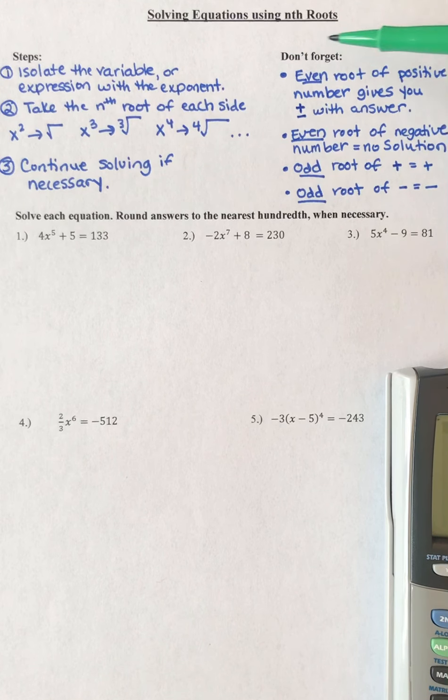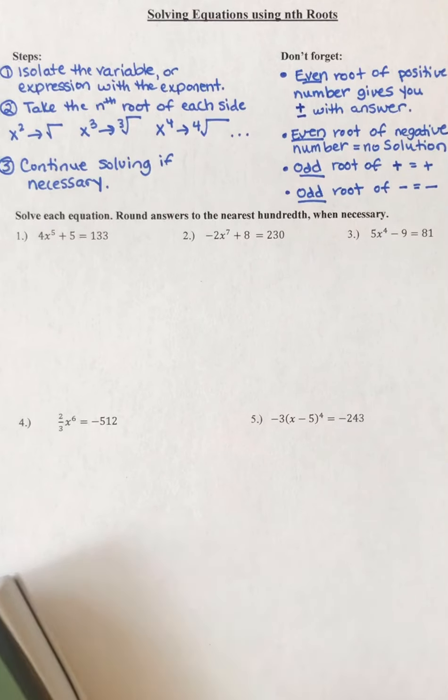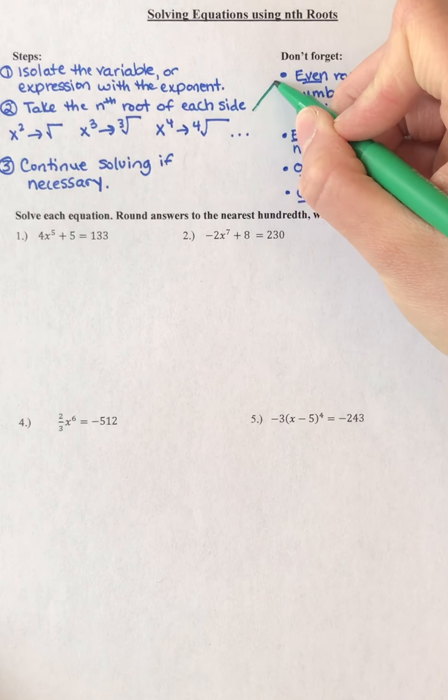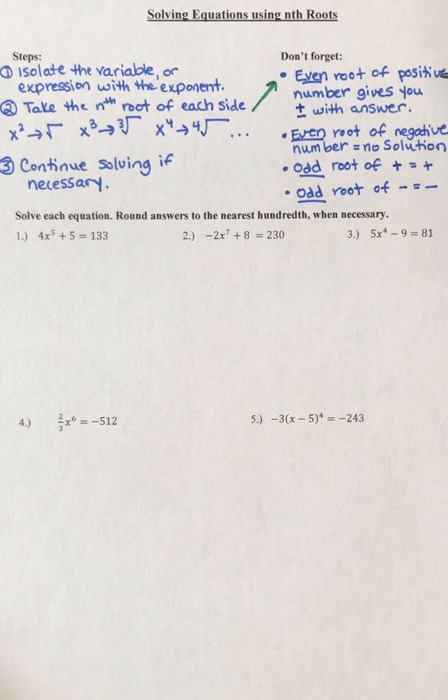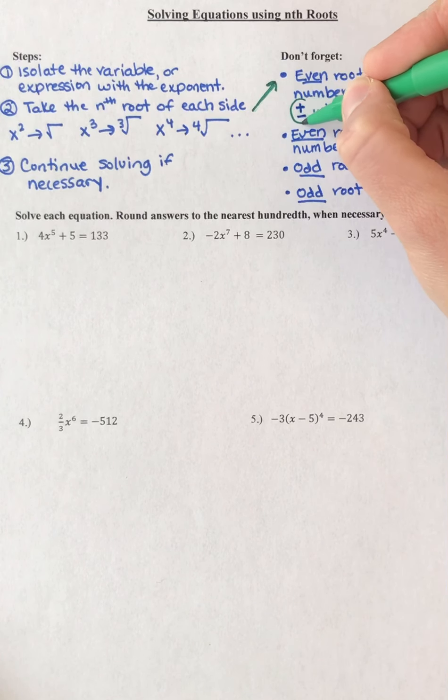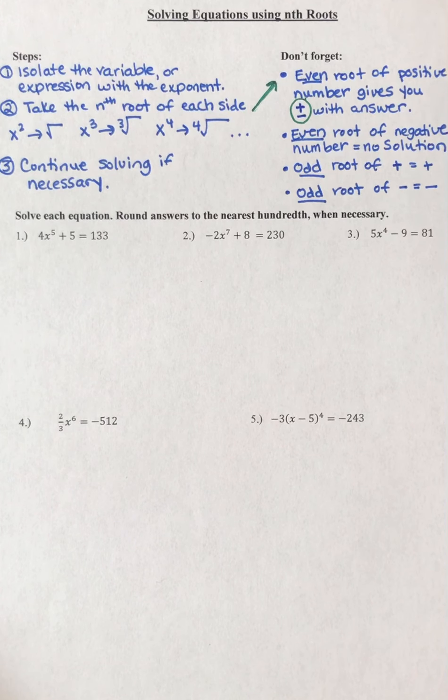A couple of things you don't want to forget though, like when you do step 2, when you take the nth root of each side, you need to remember a couple of things. The first thing you need to remember is that if you take an even root of a positive number, you need to include that plus or minus symbol with your answers. We used to do that when we solved quadratics. Like when you took the square root of each side, remember I would always say, don't forget plus minus, don't forget plus minus. Well, this counts anytime you take an even root. So it could be square root, fourth root, sixth root. You have to include plus or minus with those answers.